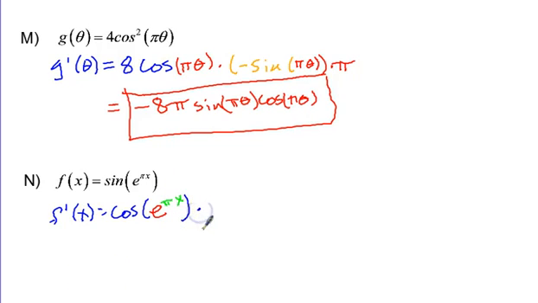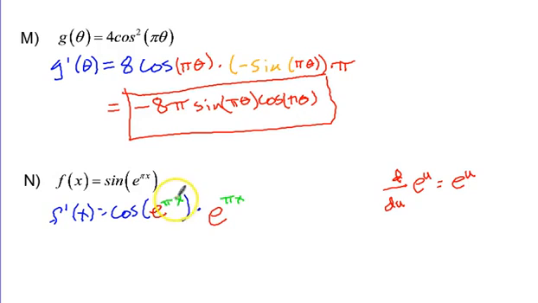And now I need to multiply by the derivative of the inside function. So remember, the derivative of e to the u, d du of e to the u, is e to the u. And so the first thing I'm going to write here is e to the pi x.